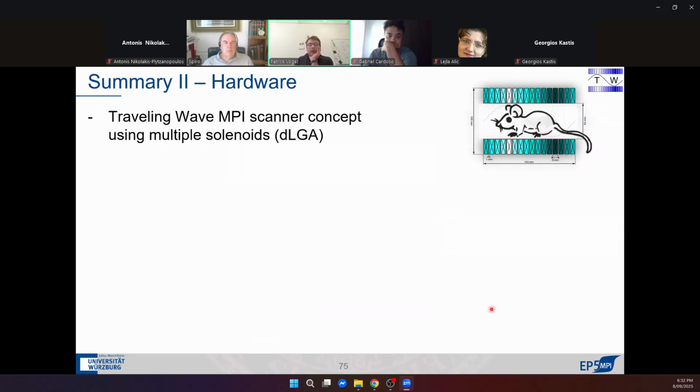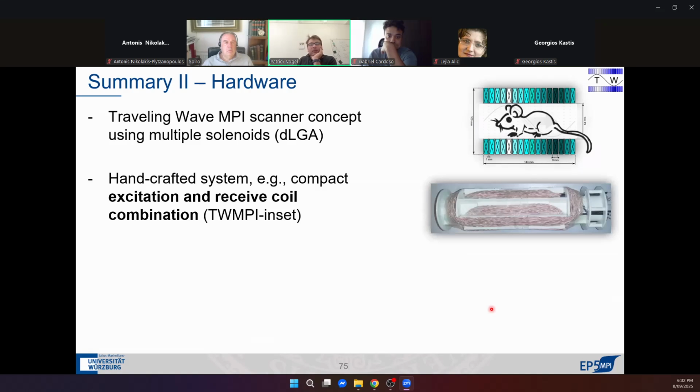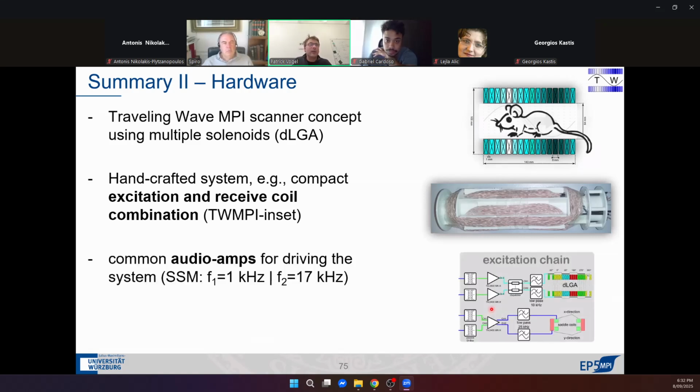So traveling wave MPI uses, as the name says, a traveling wave for the encoding process. And everything is handcrafted, because until now, nobody was able to provide such things, unfortunately. So far, we are just using audio amplifiers, which makes this technology quite inexpensive. But of course, there are also other advantages of using low frequencies, especially when you go to larger systems, which are more specific for medical applications.